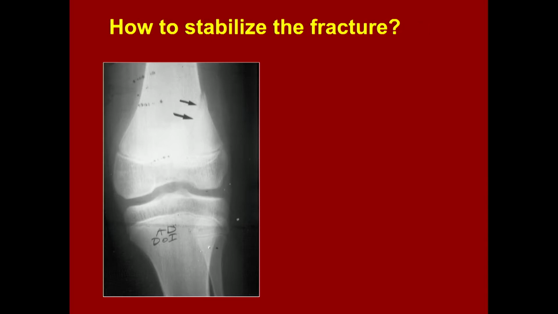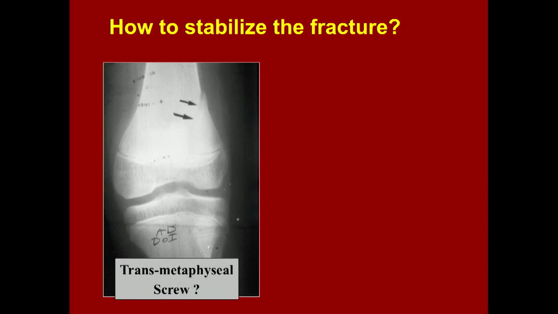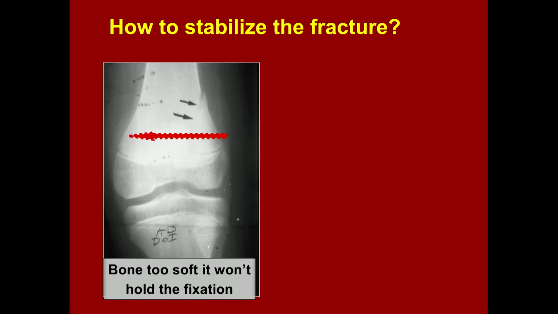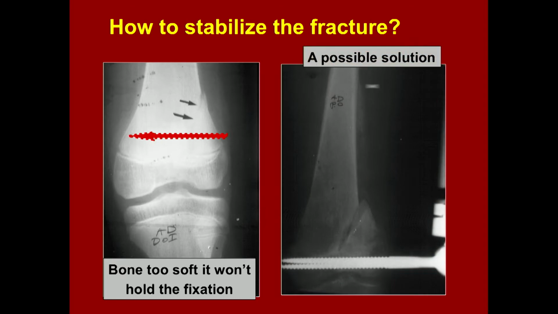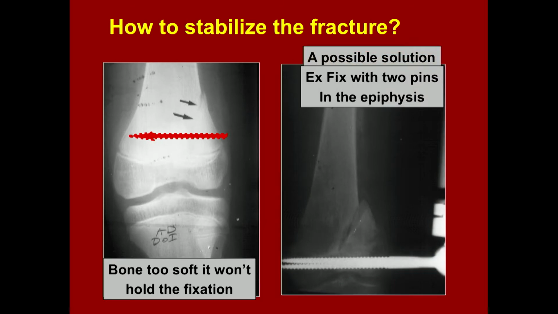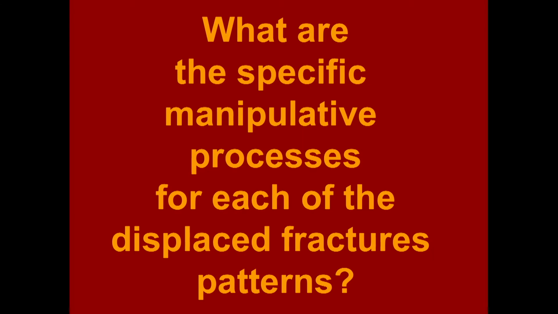But in the first place, he had weak bone, and he's even weaker because of the fracture. So if you were going to put a screw, you do an open reduction. Well, a transmetaphyseal screw, but the bone is pretty soft, so it may not hold. So this is a good place, again, to do an X-fix. There are 2 pins in the epiphysis, which is a little tricky because you want to make sure you don't get it in the joint.